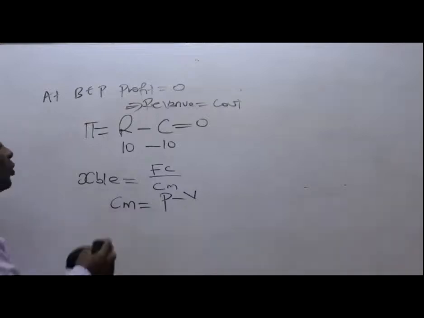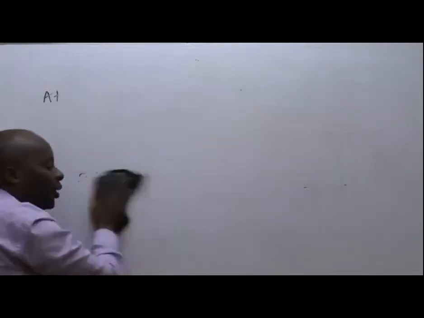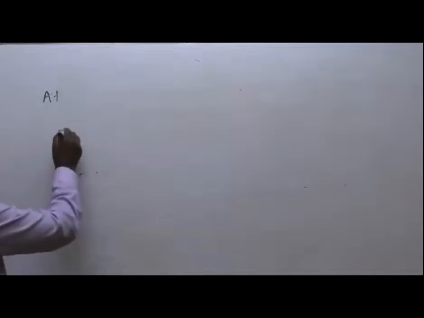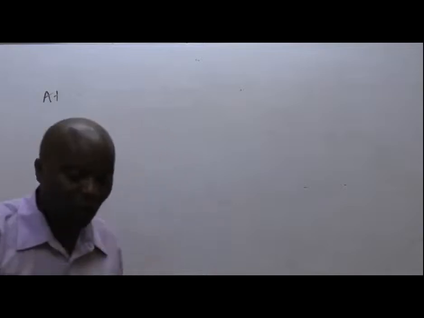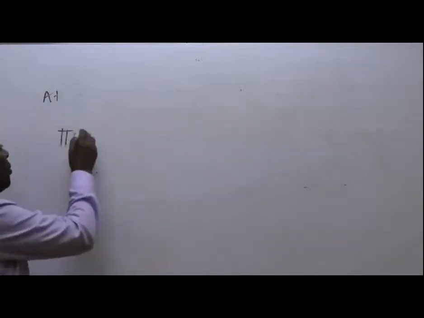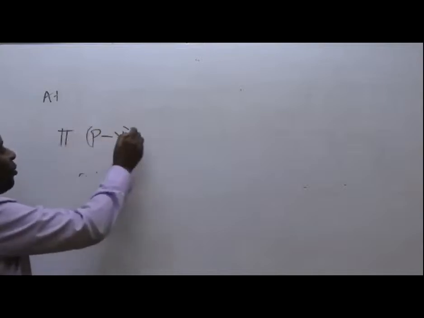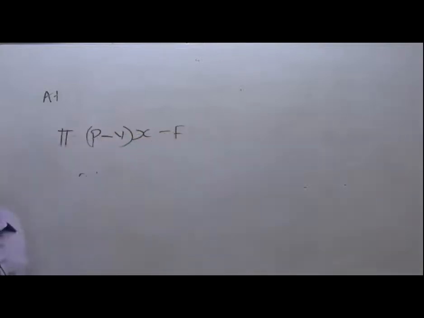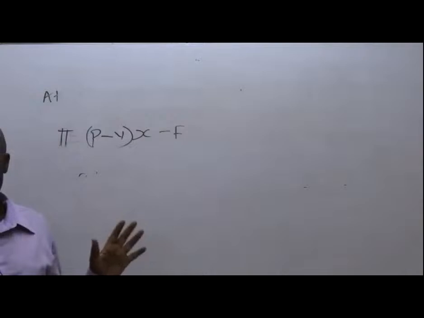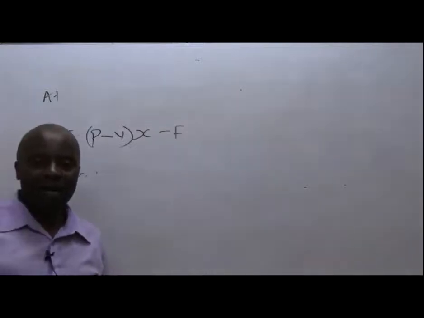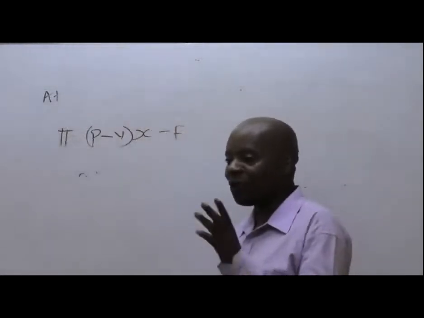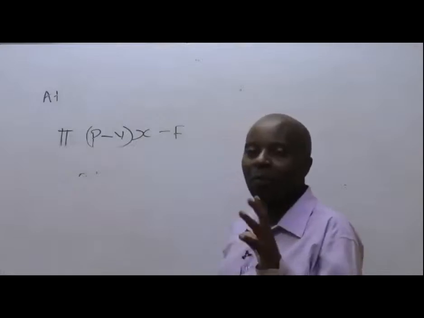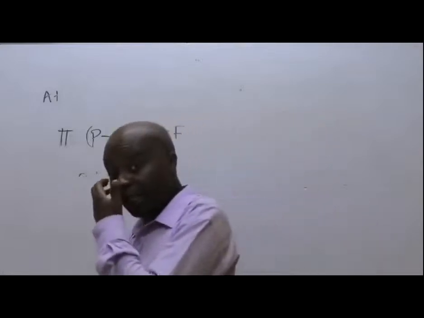What I'll remember is this: to get profit, whenever I see price, variable cost and quantity, I come and talk of P minus V multiplied by quantity, minus fixed cost. Profit is our pi. Pi, which is 22/7 in high school. We used to say pi was 22/7. Now here our pi is no longer 22/7 or 3.14. Our pi is profit. In business, pi stands for profit.